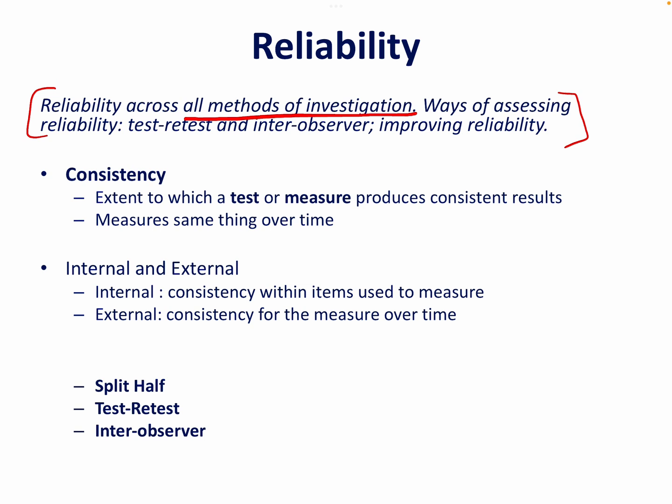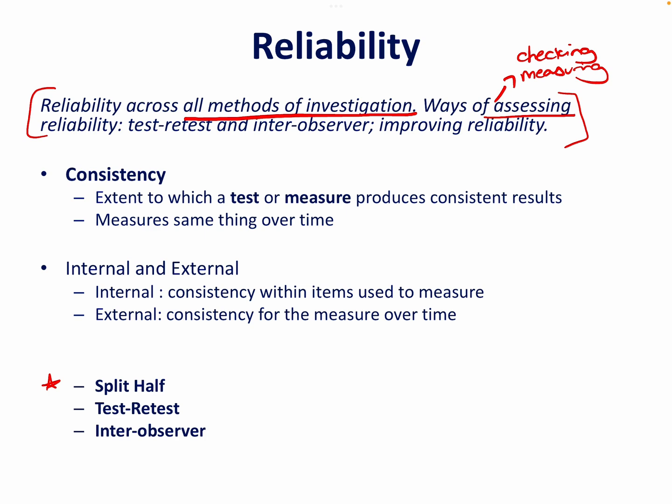And then there are different ways of assessing reliability. This word assessing, you might also see checking or measuring. They all relate to assessing the reliability of a particular measure. Specifically, we're going to be looking at split half technique, test retest, and inter-observer reliability. We'll also look at the end of this video at ways of improving reliability too.